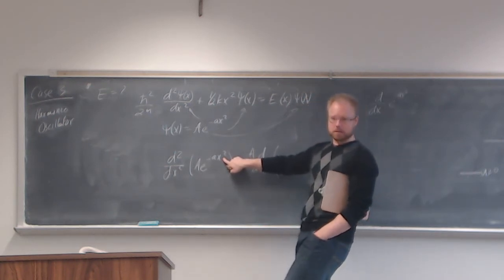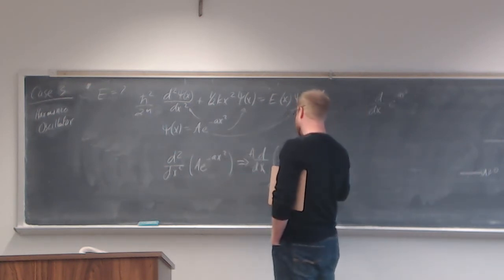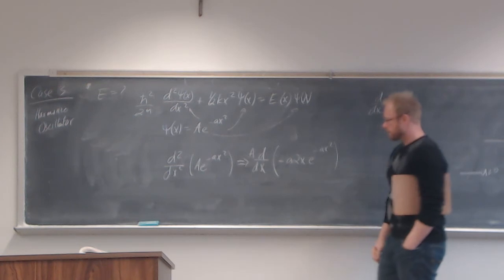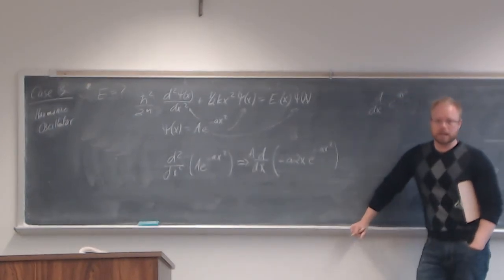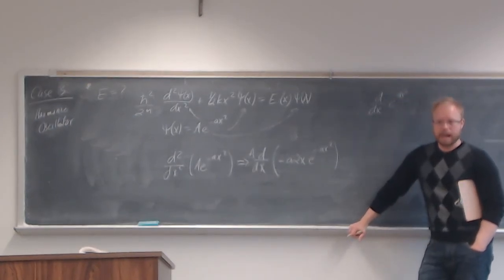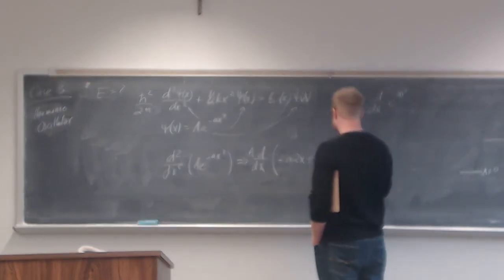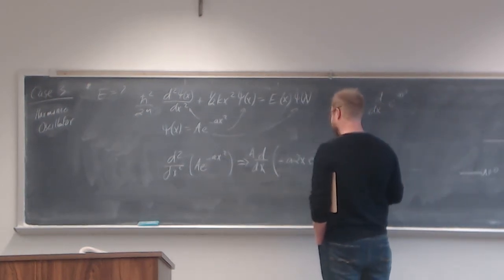I need to do it by parts, which in this case is just going to be 2x times e to the negative a x squared. Does everyone follow how I did that first step? Okay.